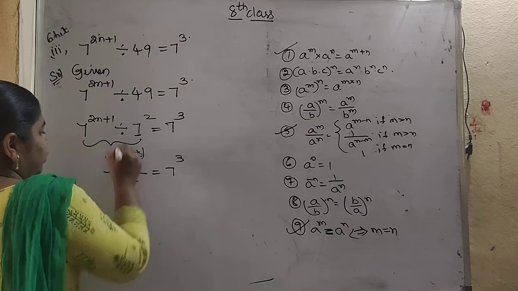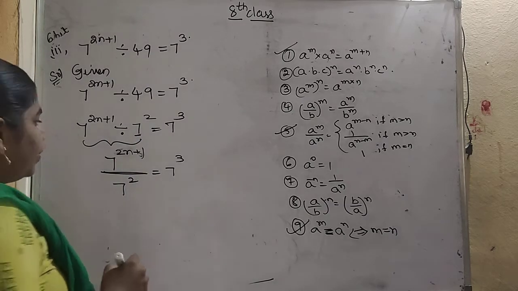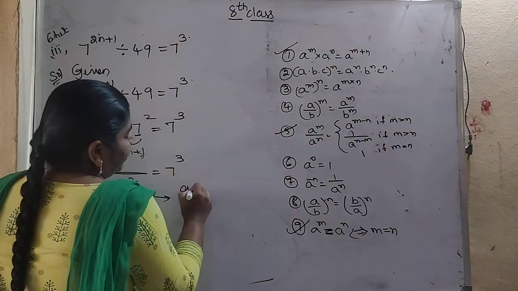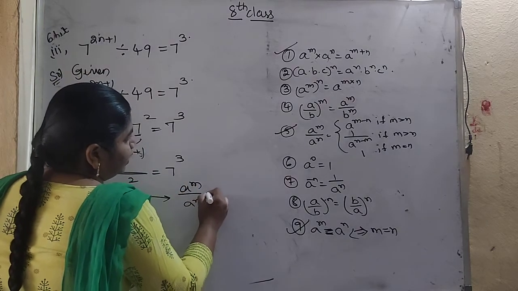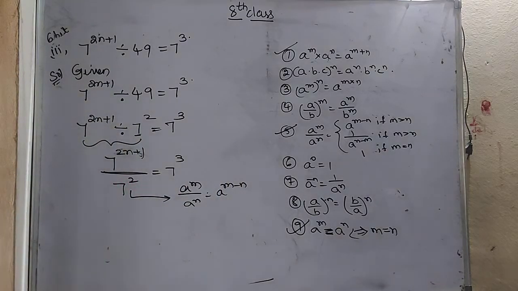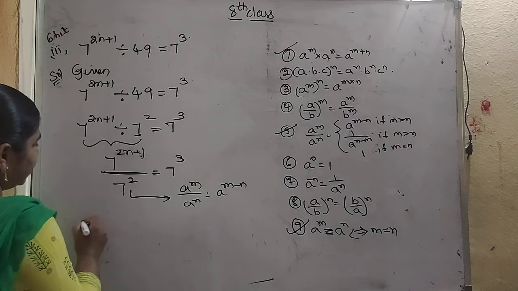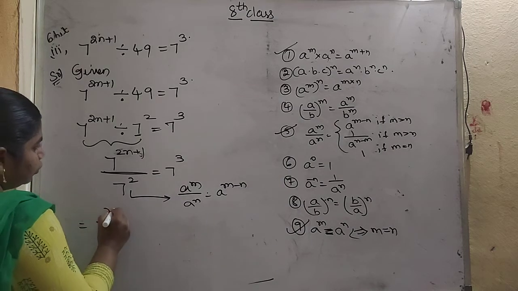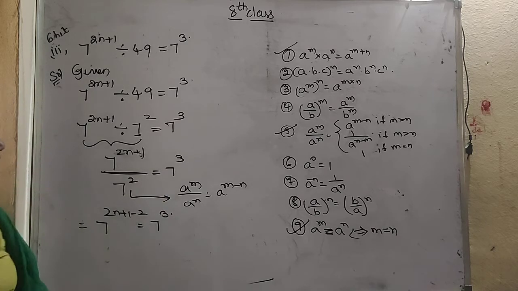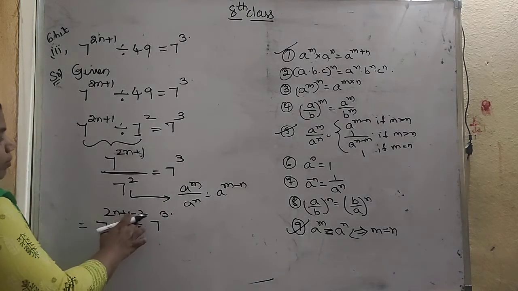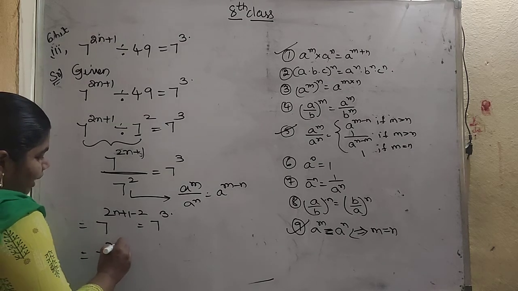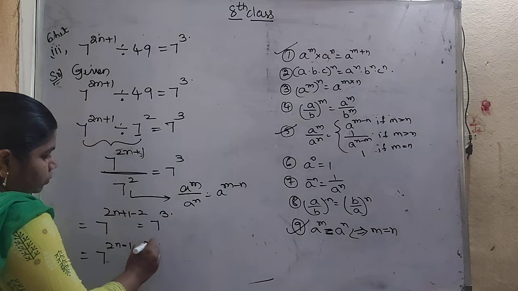We write this division in the form of by form. Okay, now this part is in the form of a power m by a power n is equal to a power m minus n. So now we have to subtract these two powers. That will be 7 power 2n plus 1 minus 2 is equal to 7 cube. Now plus 1 minus 2 will be minus 1. So 7 power 2n minus 1 is equal to 7 cube.